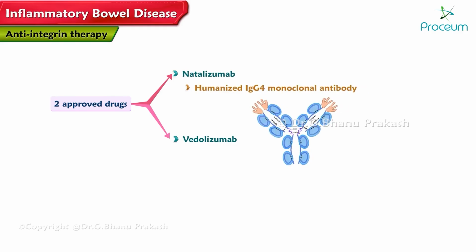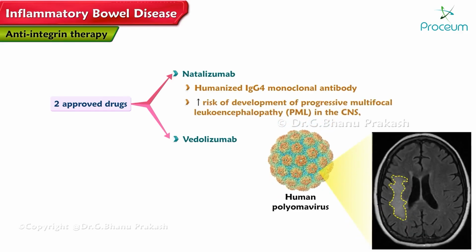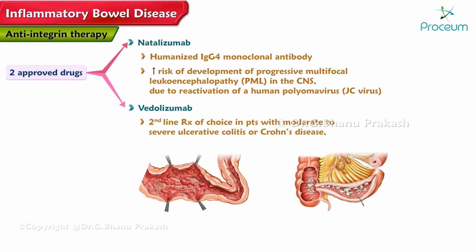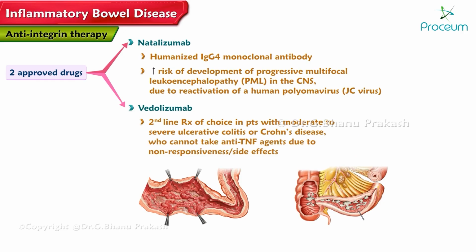Natalizumab is a humanized IgG4 monoclonal antibody and may increase the risk of development of progressive multifocal leukoencephalopathy, PML, in the central nervous system due to reactivation of the human polyomavirus, JC virus. Vedolizumab is now popularly used as the second-line treatment of choice in patients with moderate to severe ulcerative colitis or Crohn's disease who cannot take anti-tumor necrosis factor agents due to non-responsiveness or side effects.